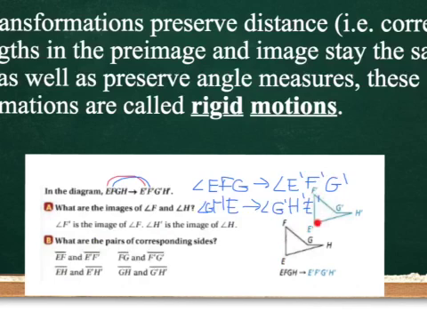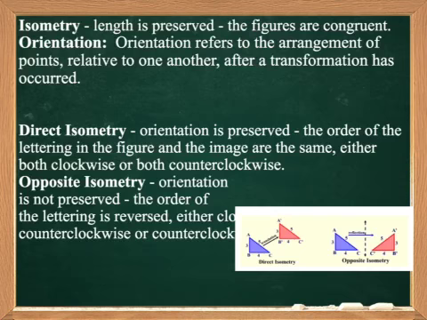They're going to be the same measure, so they're going to be congruent, and angles are going to be congruent. So these are congruent figures. It was just translated. An isometry is when length is preserved. So the figures are congruent. The different pieces are congruent to each other.